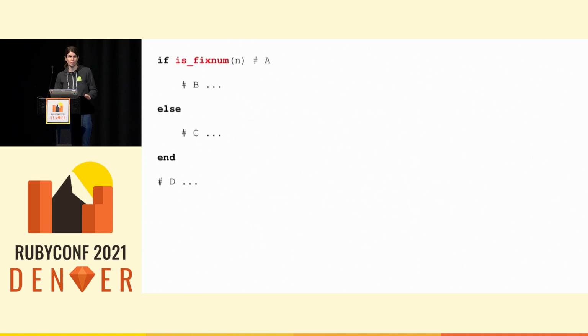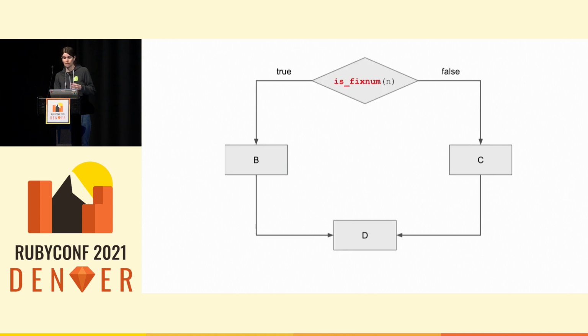So just to give you a little bit of an example to understand how the technique works, say we have a piece of code that checks if n is a fixnum, and if n is a fixnum, it executes block B, otherwise it executes block C, and then it merges into block D. In terms of a control flow graph, this is going to look something like this. If n is a fixnum, we take the true branch, we go to B. If n is not a fixnum, we take the false branch, we go to C. And then we merge inside of block D.